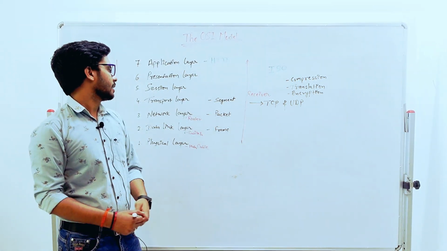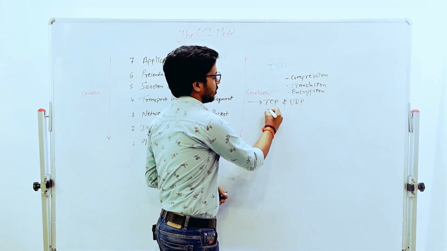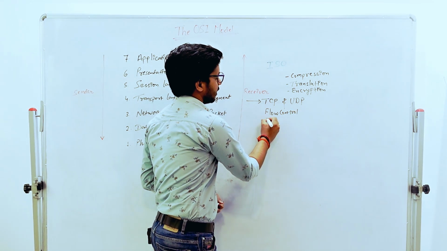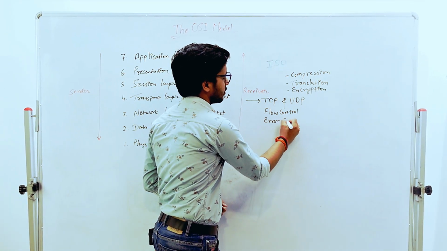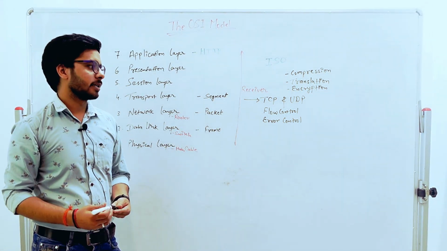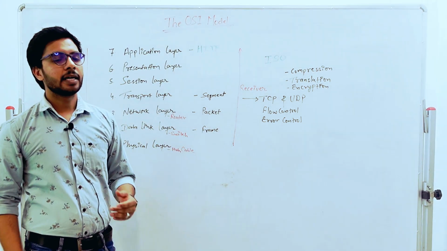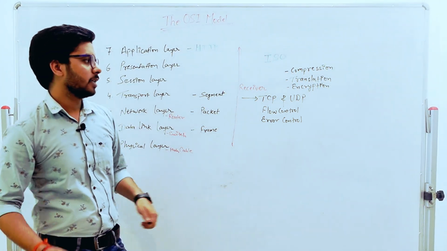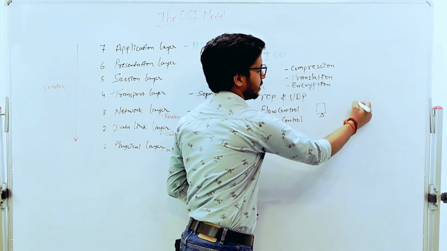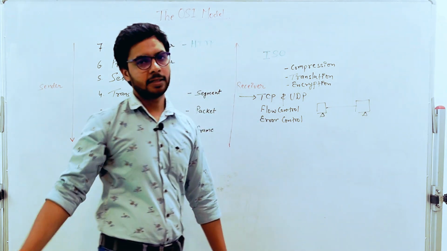Also, your transport layer is responsible for flow control, and second thing is error control. Flow control and error control. Now what is flow control? Flow control is basically controlling the flow of data. So if you take an example, let's say we have one system here, another system here, and these two systems are connected to each other.